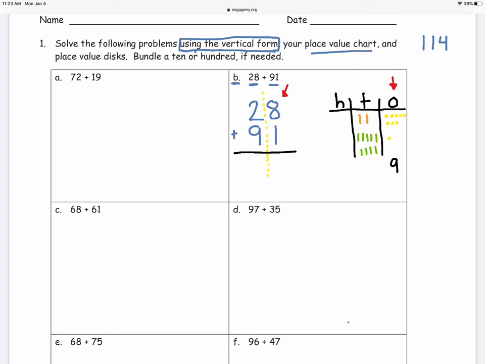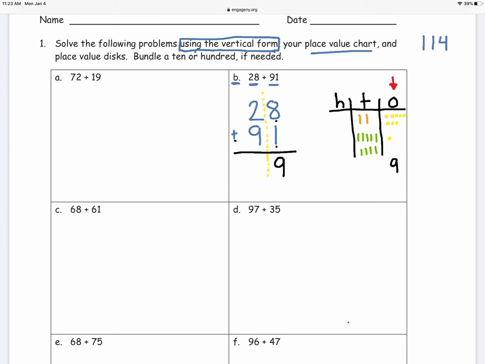Now I'm going to pause and look over at my vertical form here. Let's add our ones. What is 8 plus 1? Well, I just counted those up and I know it is 9. So let's compare these two really fast. They look pretty similar so far, right? We added 8 plus 1, and we got 9. So far they are the same. Okay, let's now add our tens.